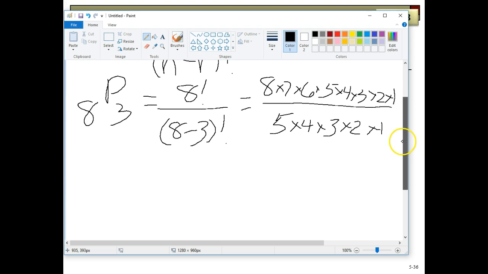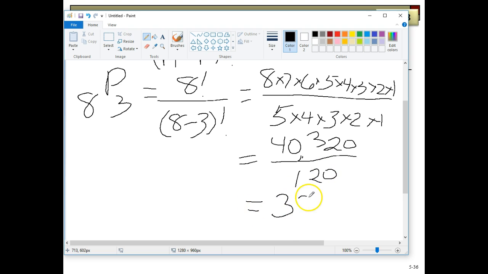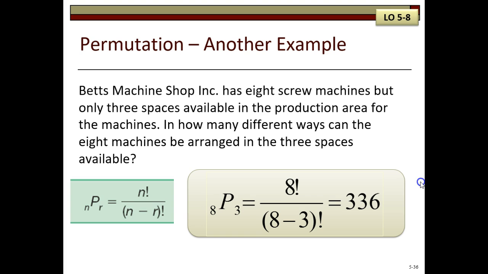So let's scroll down here, and if you multiply the top numerator together, you get 40,320. Then the bottom is 120. So when we divide those two, we get 336. So let's go back to our problem now. It says, in how many different ways can the 8 machines be arranged in the 3 spaces available? 336 different ways.